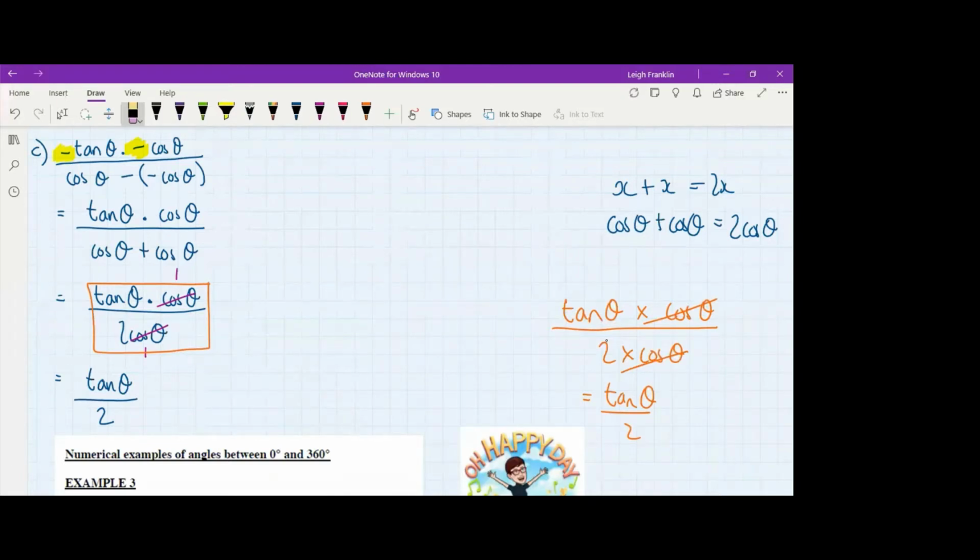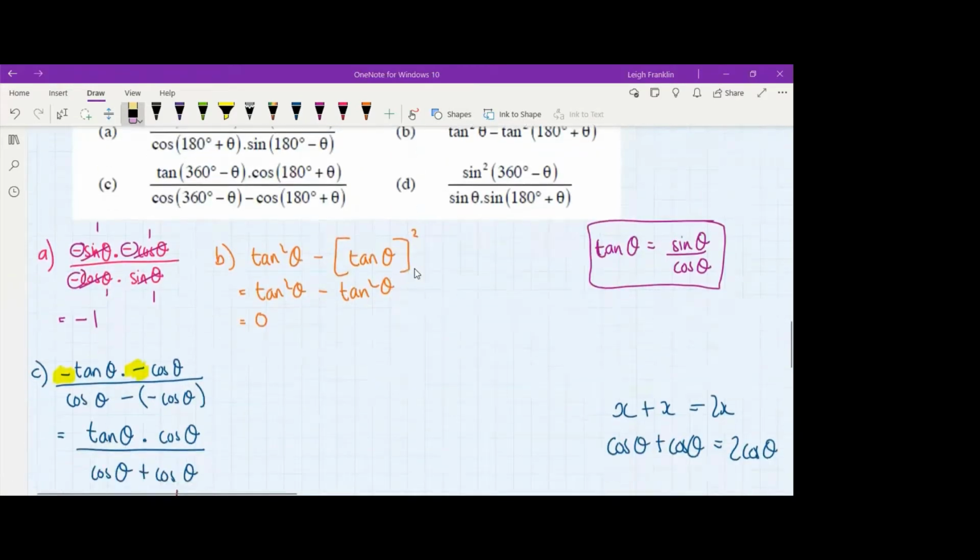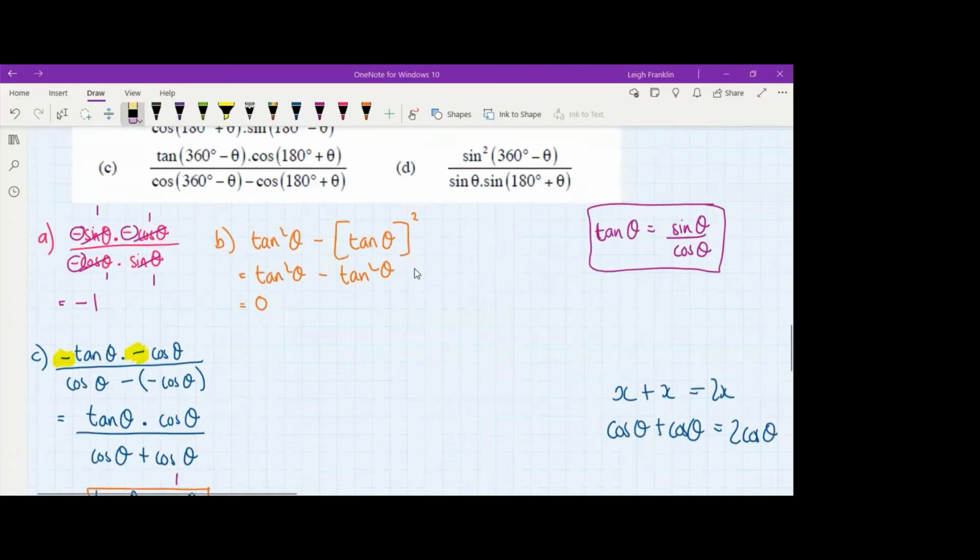All right, let's go back and have a look at the last question, which was question number D, and let's see how we did. Okay, so question D. Let's pick a different color. What color have we not used yet? Let's go for purple. Okay, so question D, sine squared 360 minus theta. Well, we know 360 minus theta is quadrant 4. So this reduces to minus sine theta, and that needs to be squared.